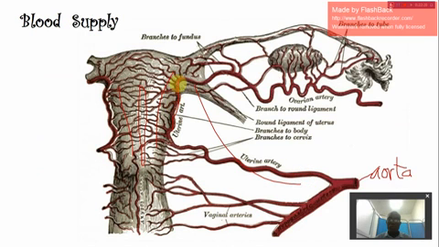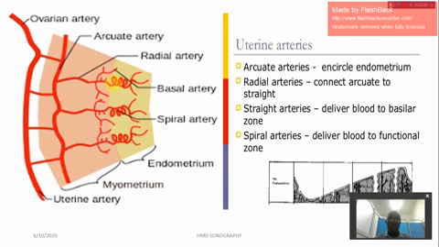So this is the arcuate artery, which is connected with the radial artery, basal artery, spiral artery, and so forth. And you can see that's the endometrium here. This is the myometrium. So in the myometrium you see this arcuate artery and the branches of those arteries from the arcuate artery. And what do they do?